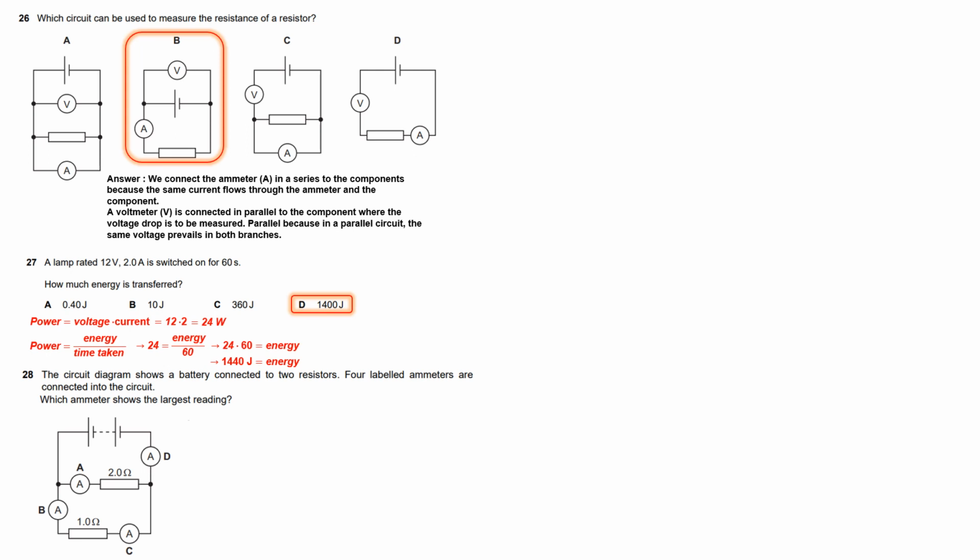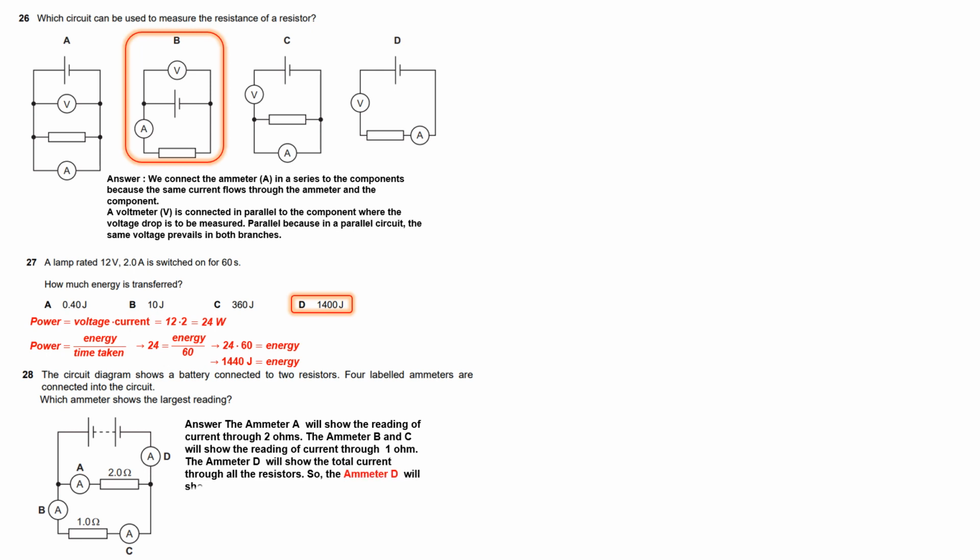Question 28. The ammeter A will show the reading of current through the 2 ohm resistor. The ammeters B and C will show the reading of current through the 1 ohm resistors. The ammeter D will show the total current through all the resistors. So the ammeter D will show the largest reading.